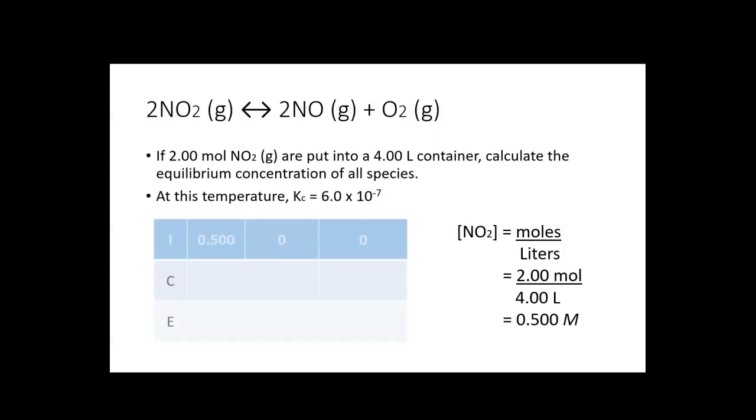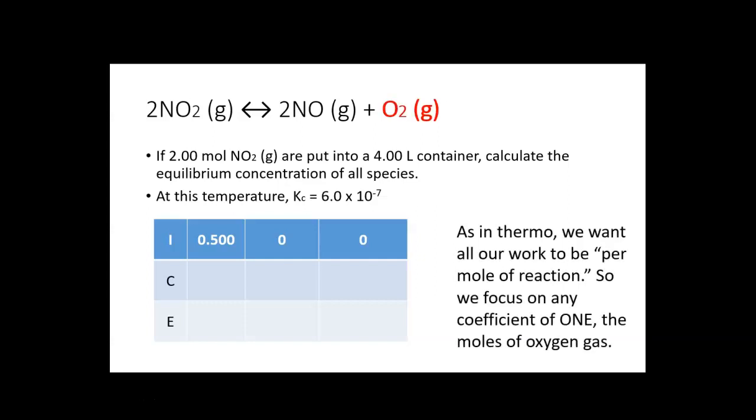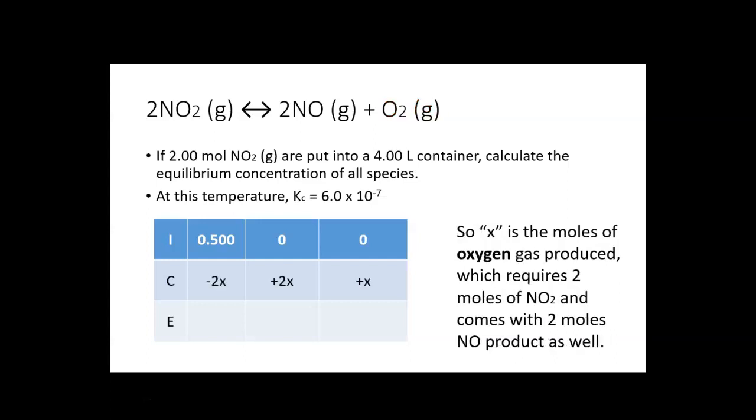We've already got the reaction. So the ICE are here, and we have no products to start with and 0.500 molar to begin with. We'll ignore the capital M in our verbal discussion, but try to keep it when it's necessary on the screen. As in thermo, we want all our work to be per mole of reaction. So we're going to find a coefficient of 1, and in this equation the coefficient of 1 is the moles of oxygen gas. That makes it a little easier. So X will be the number of moles of oxygen gas produced.